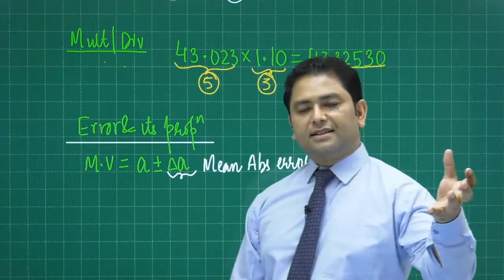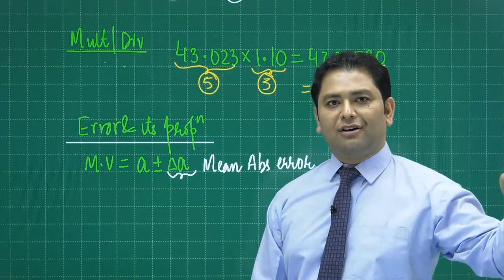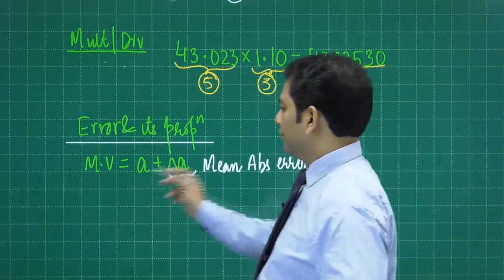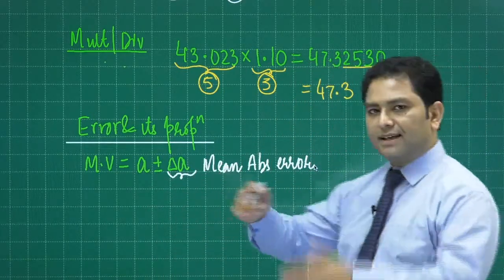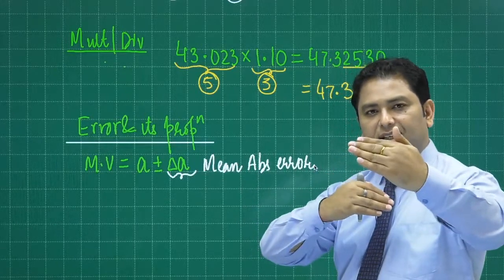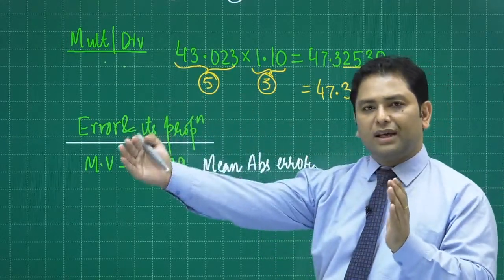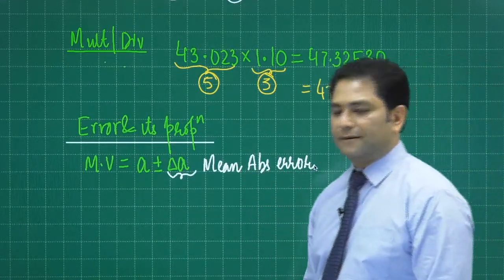So for instance, you are assigned a job to calculate the length of a certain rod. Then when you represent the rod length, you would do it in this manner: A plus minus delta A. So plus minus delta A gives you the tolerance. The value can be anywhere between A minus delta A to A plus delta A. So this is the mean absolute error.